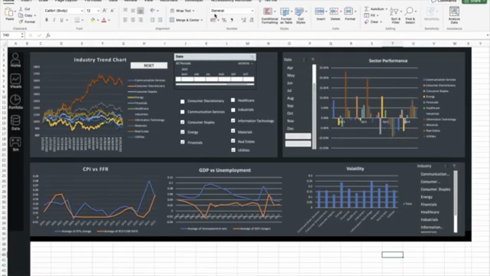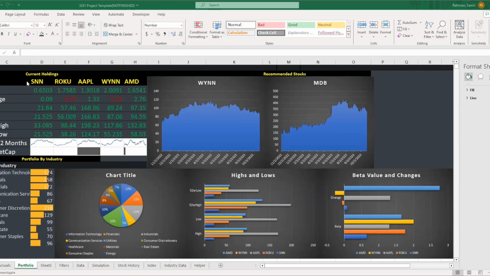for the visual parts. And so what we have here is the current holdings. These 5 represent the user's choice of stocks that they would like to see and potentially purchase. And so what we have here is change, beta, high, low, 52 weeks high, 52 weeks low, 12-month, and market cap. And the beta is essentially how volatile the stock is.